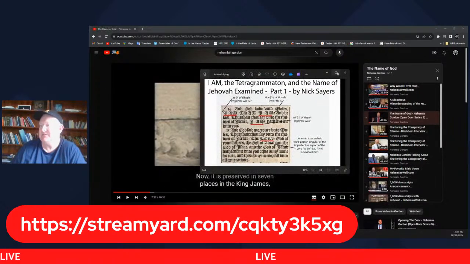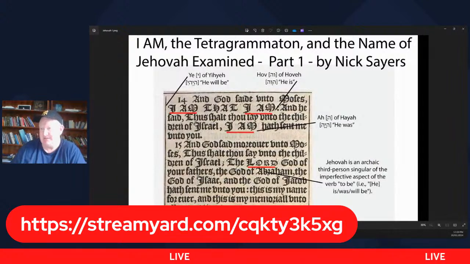This is part 2, but it's the same picture, I just changed it to part 2. So you have the three I Ams in Exodus 3:14. One is Yeh of Yeh, he will be. Hov of Hova, he is. And Haya, he was. So Jehovah is an archaic third-person singular of the imperfective aspect of the verb to be.